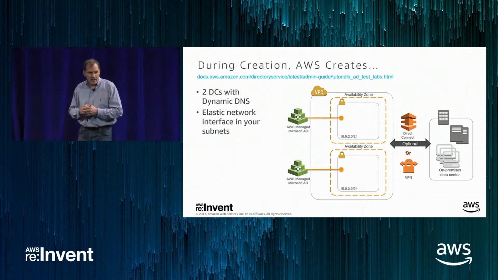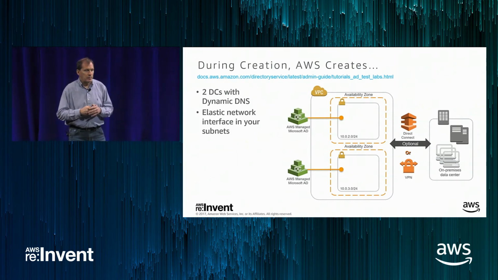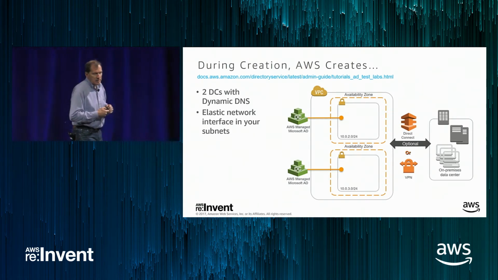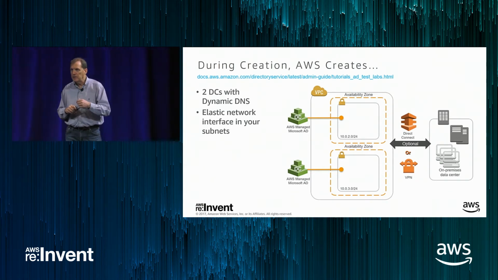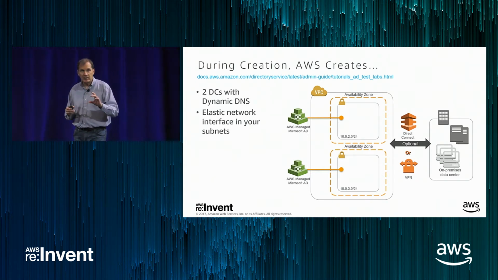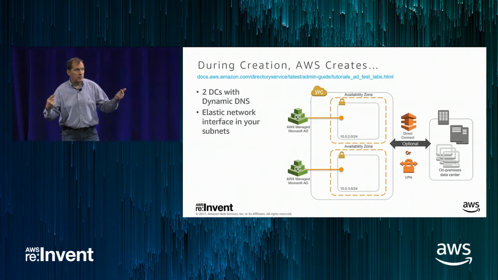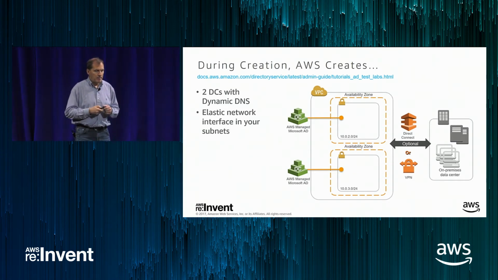Once that's done, then you create the directory, and during the creation process, Amazon creates 2 domain controllers with dynamic DNS, and those have ENIs that are in the subnets that you specified. If you didn't specify a subnet, it picks 2 subnets that are in different AZs, and it puts them there.